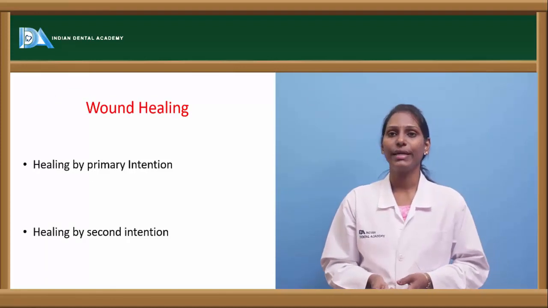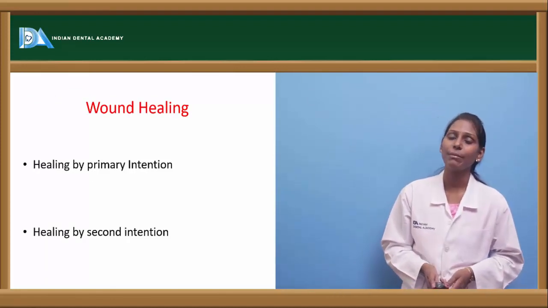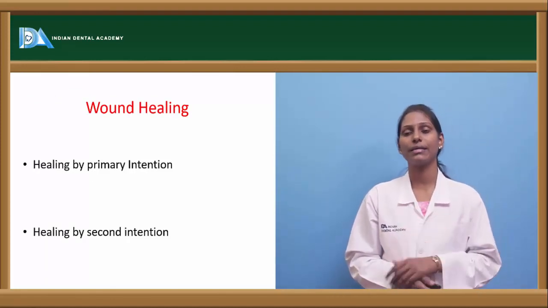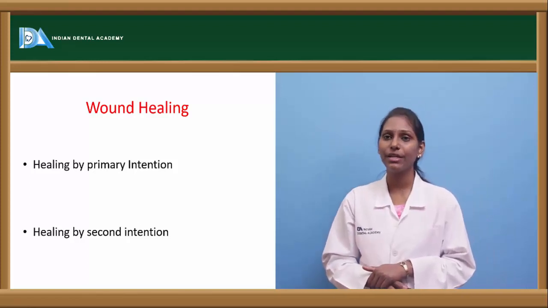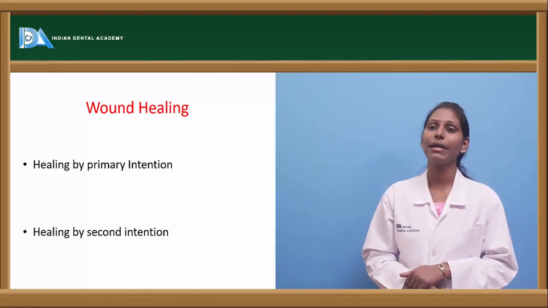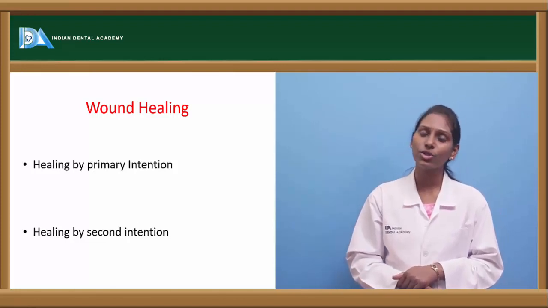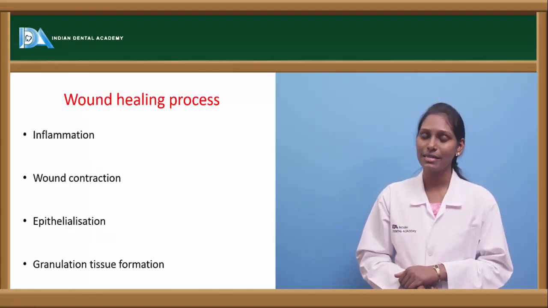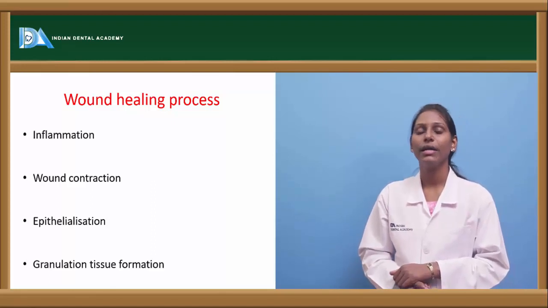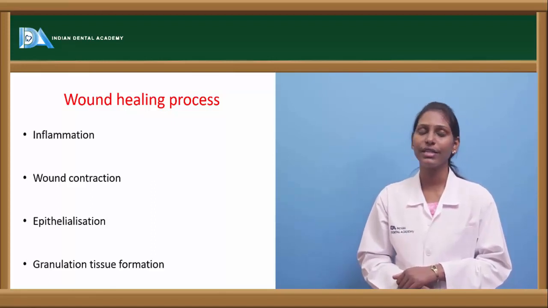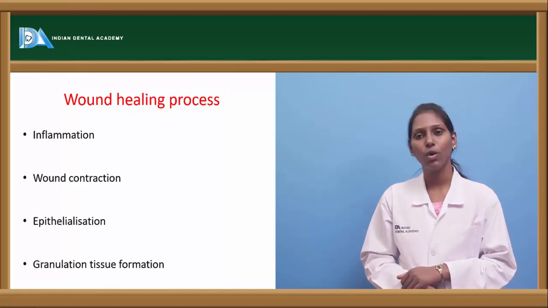Now coming to wound healing. Wound healing actually happens by two mechanisms. One is healing by primary intention, and the second is healing by secondary intention. Healing by primary intention is usually seen in case of clean incised wounds, and secondary intention is usually seen in case of open wounds.